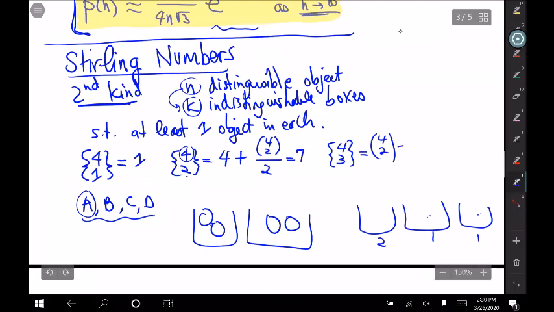That's easy. 6. And finally, if you have 4 objects and you want to put them into 4 boxes, how many ways can you put those 4 distinguishable objects into 4 indistinguishable boxes? 1 way. You put 1 into each box and the boxes are indistinguishable. So that's it. You just found the Stirling numbers for 4, right?